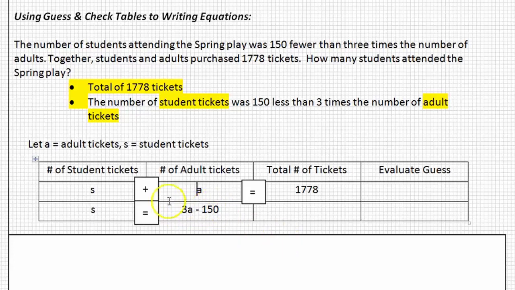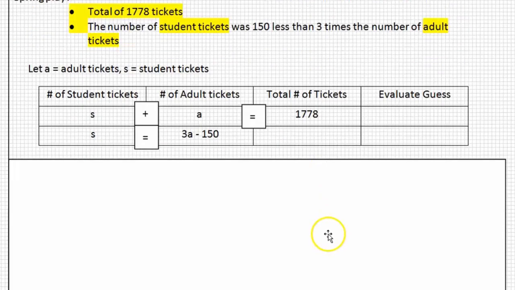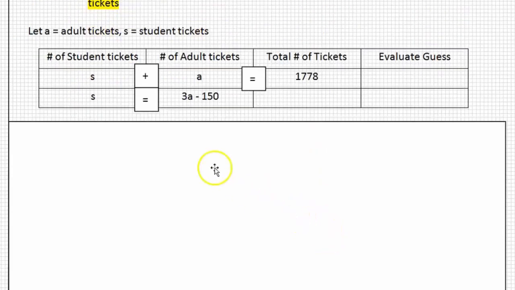Now I have a system of equations. I've used my guess and check table and the skills that I learned from doing that to write 2 equations. So the first part is done. How can we use guess and check tables to write a system of equations? But now we're going to need to go back and use our equal values method to solve this system of equations. So down below, I've given you a few steps.